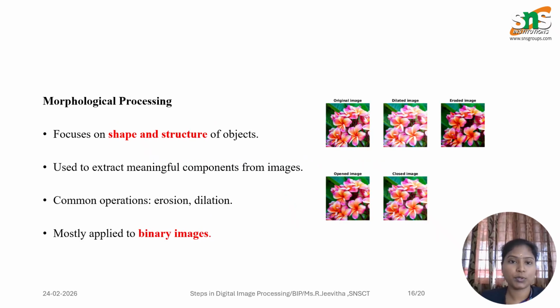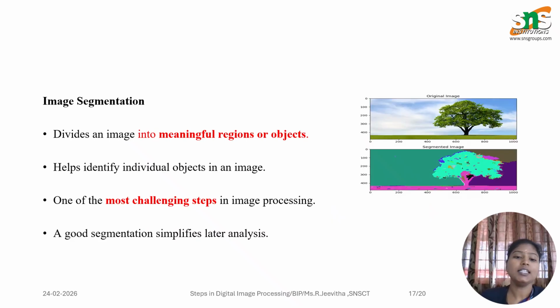And the morphological processing. This focuses on the shape and the structure of the object. Common operations like erosion, dilation, mostly used in binary images, used to extract meaningful object components. And the image segmentation. This divides an image into meaningful regions or objects. Example, separating tumor region from healthy tissue. Segmentation is one of the most challenging steps. Good segmentation makes further analysis easier.